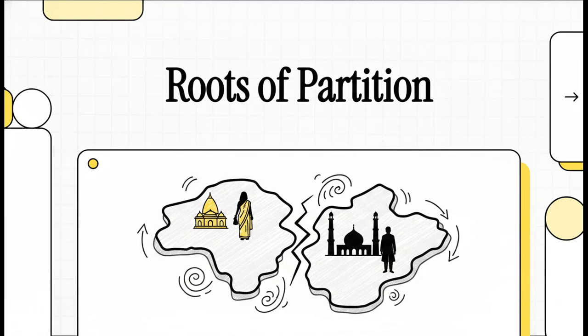How do we actually draw lines on a map? Well, it's almost never simple. Today, we are unpacking the incredibly complex history of communalism and the political mechanisms that permanently altered the global landscape, ultimately leading to the partition of India.